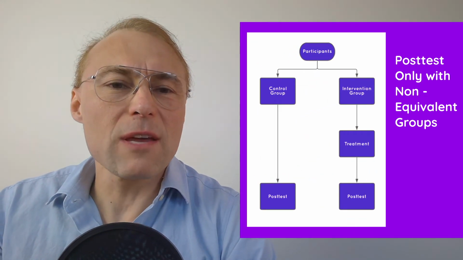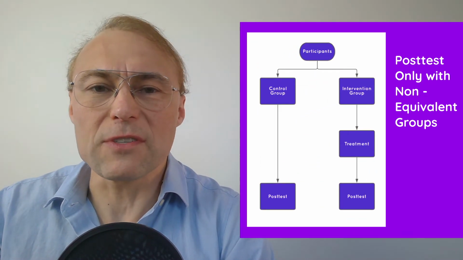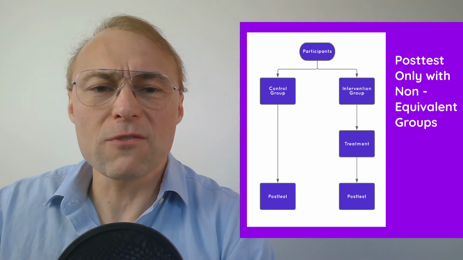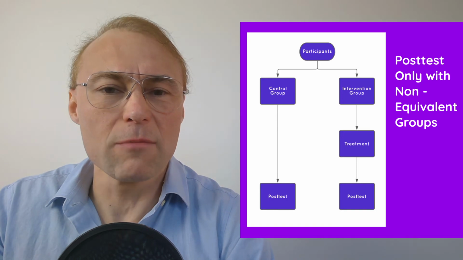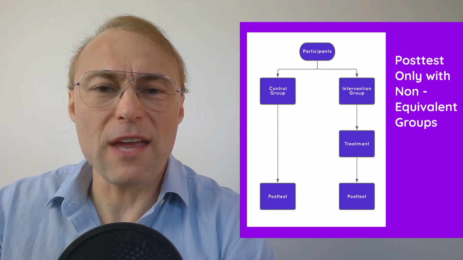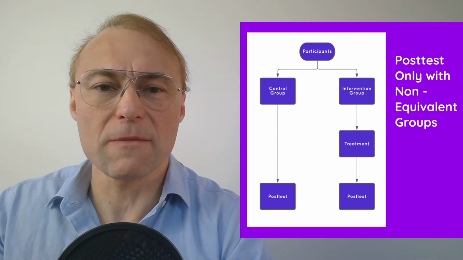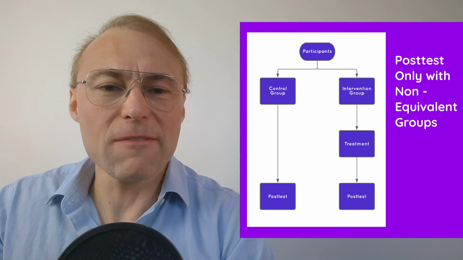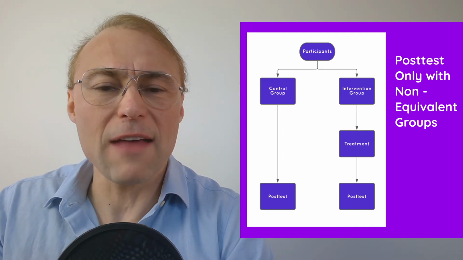Now the post-test only with non-equivalent groups is quite a simple design. Here we see participants are in two groups. One is a control group, one is an interventional group. One gets the treatment and then a post-test, where the other gets simply the post-test. And again, what we have here is some evidence of a difference between the treatment group and the non-treatment group.